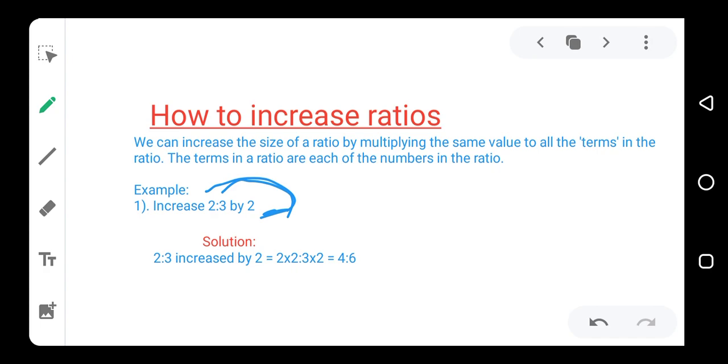When you are given numbers to increase, use the one they ask you to increase it with. Use it to times all the terms, all the numbers in the ratio, and then after multiplying it, solve it and get the new numbers and put the ratio symbol to separate them.